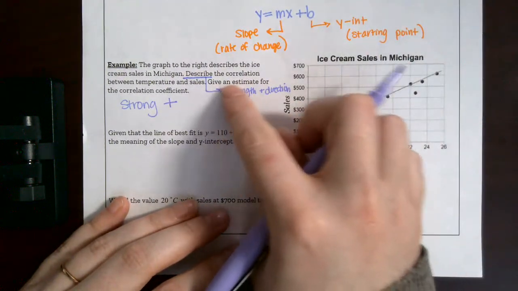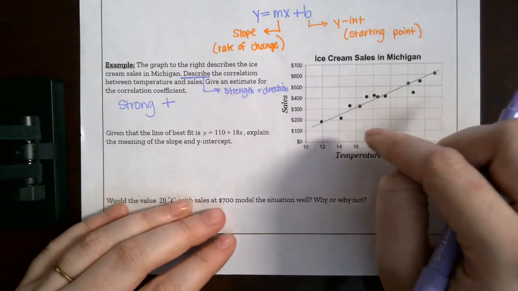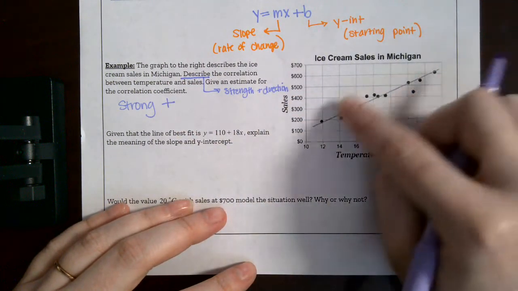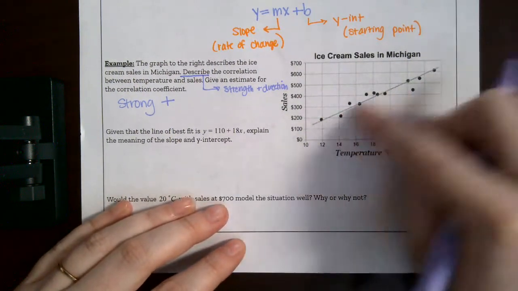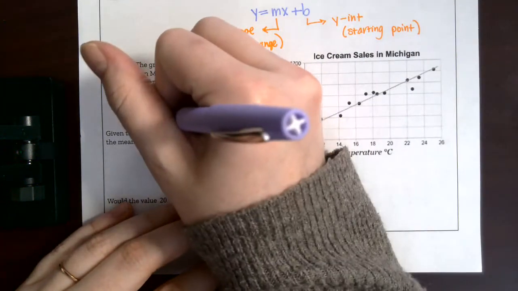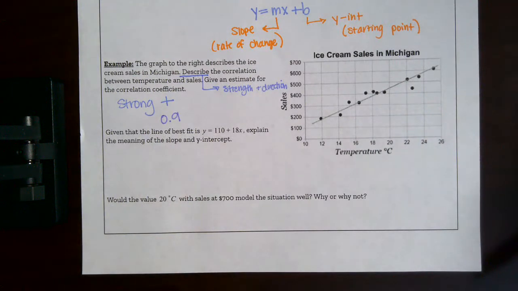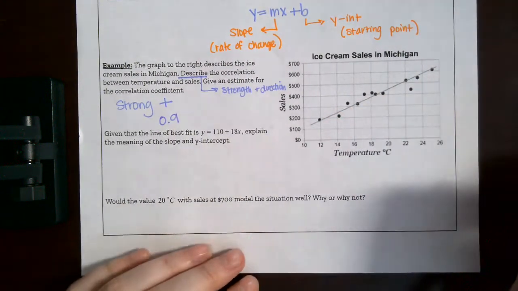It also wants me to estimate the correlation coefficient, so I want to give an actual number. And remember that a positive correlation will have a positive coefficient, and the stronger it is, the closer to 1 it is. 1 is perfect. This is not quite perfect, but it's pretty close. So I'm going to say like 0.9 would be my guess. 0.8 would also be a great guess, something close to this line.